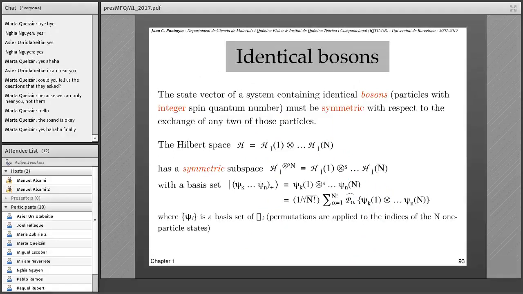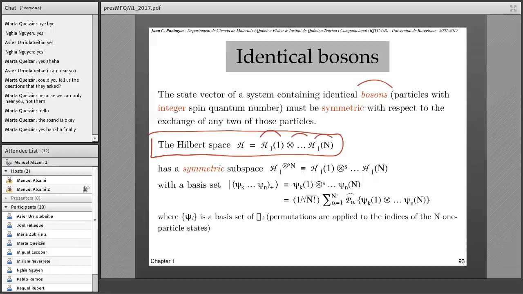Well, according to the postulate, if we have such particles, depending on the spin of the particles, the total function must be symmetric or anti-symmetric depending on the spin. Particles with integral spins are called bosons. And then the states of a system of, say, n bosons cannot be any vectors of the Hilbert space, which is the direct product of the Hilbert spaces of every individual particle. We have to take a subspace, which is the symmetric subspace, which is noted this way.